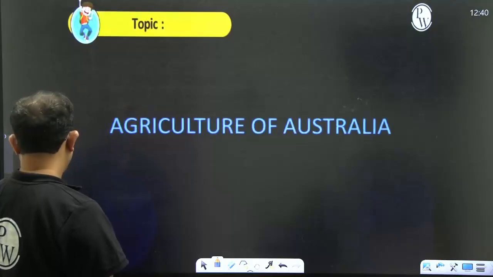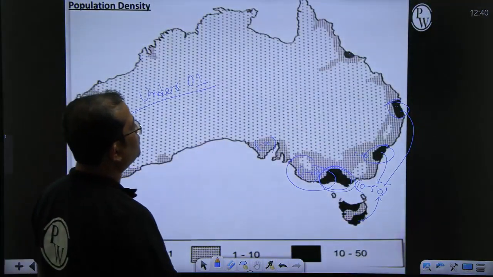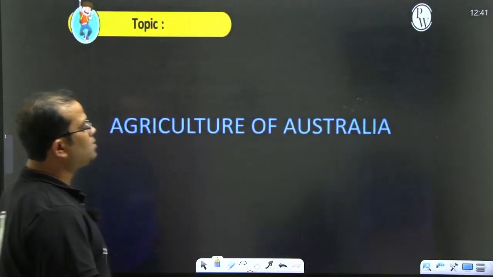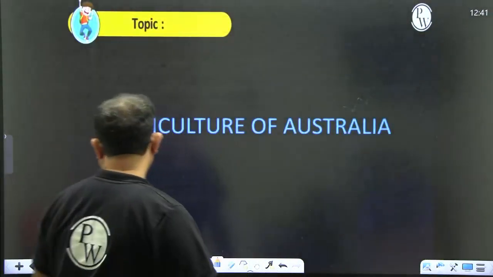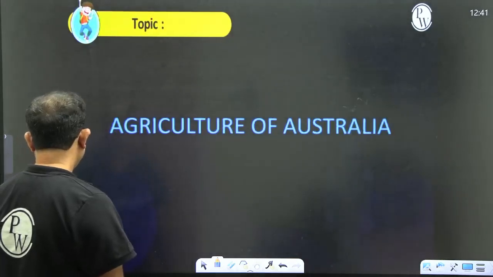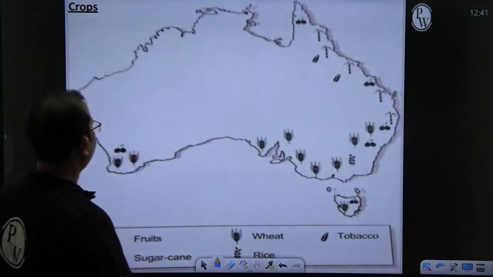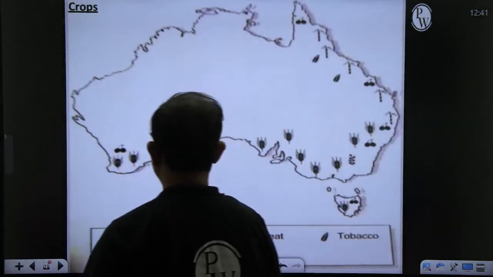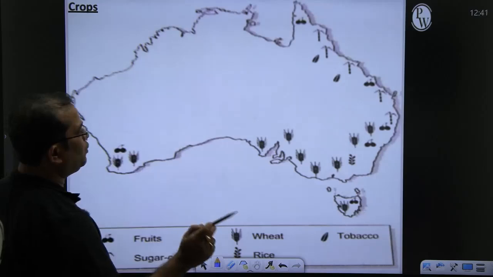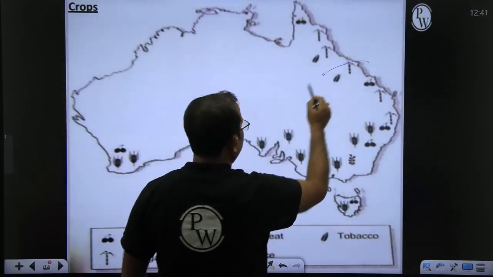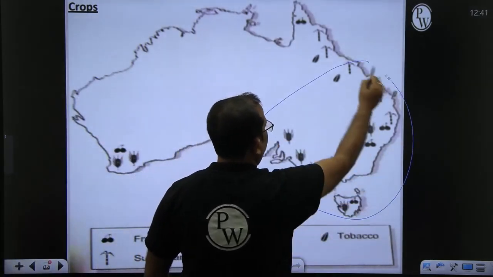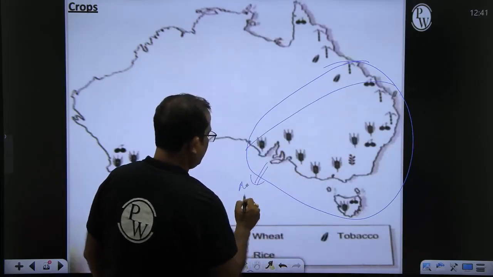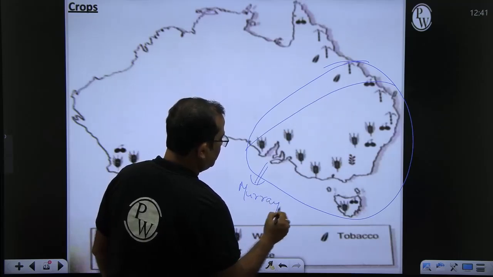So next, we have covered the population part. Next we'll cover the agriculture of Australia. We can see the agriculture of Australia. Mostly, if you see Australia, the major concentration is in this part. This is your Murray-Darling Basin. I can say the Murray-Darling River Basin.